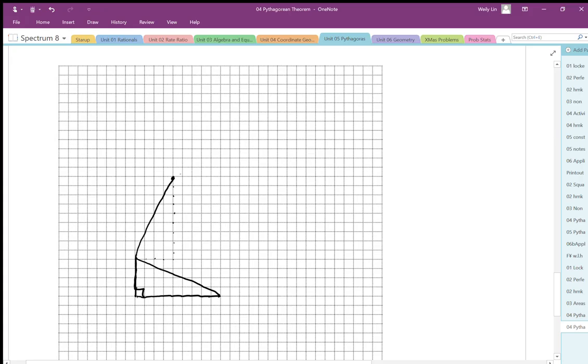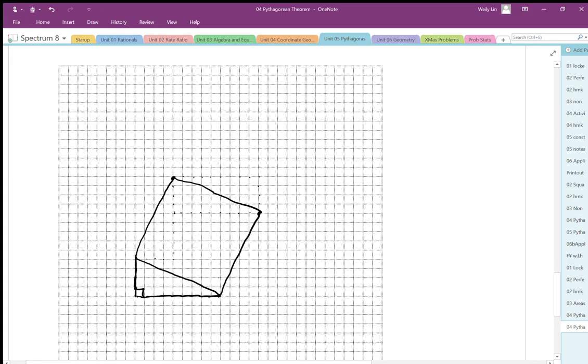So I'm going to use 9 and 4 this time. 1, 2, 3, 4, 5, 6, 7, 8, 9. 1, 2, 3, 4. Okay, and notice that triangle, I could have drawn it the other way. Either way, we're going to get that corner. And that corner allows me to generate the square.